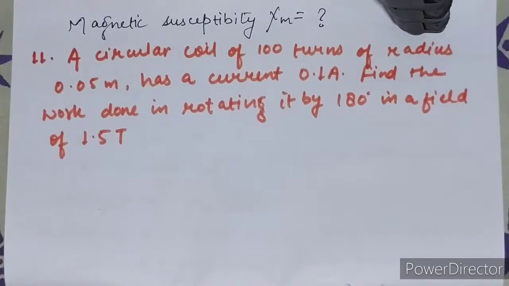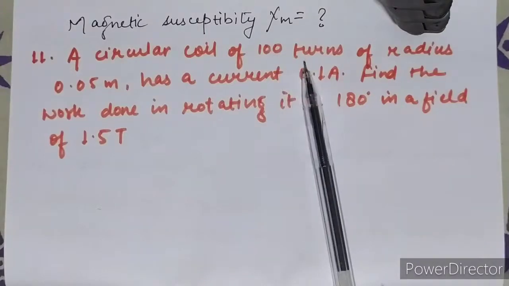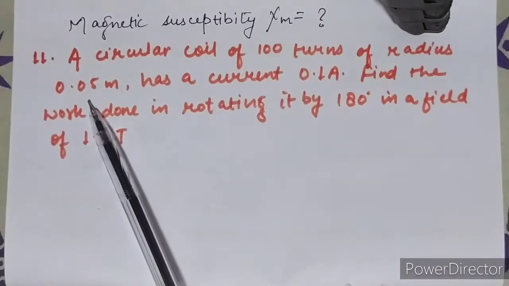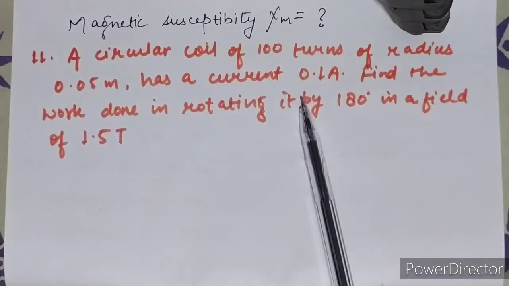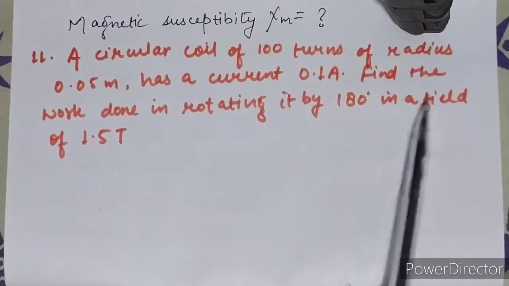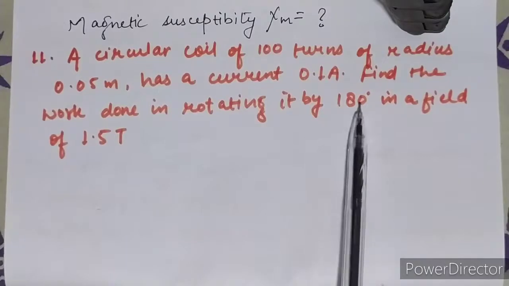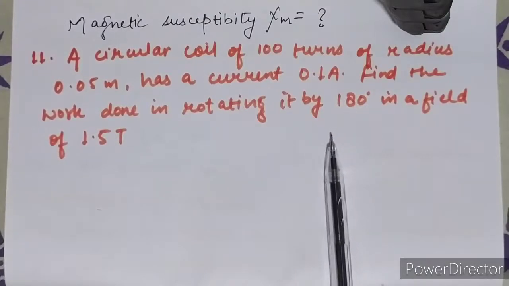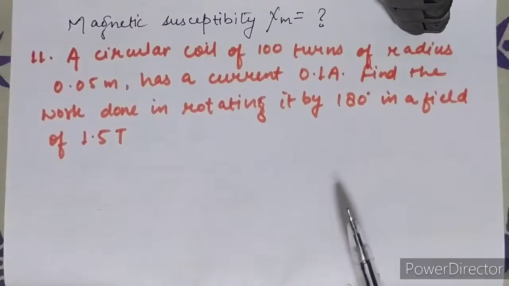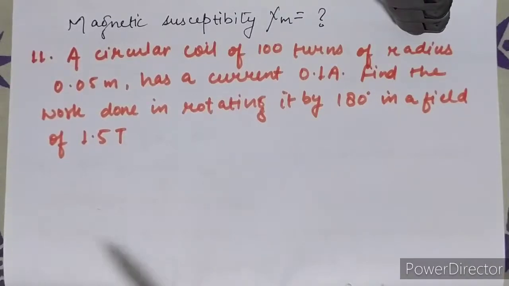Okay, this is your question number 11, and in this question the number of turns of the circular coil has been given, 100 turns, and the radius of the circular coil is 0.05 meter. The value of current is given, that is 0.1 ampere, and the magnetic field value has been given, 1.5 Tesla, and the angle is 180 degree. You have to find the work done in rotating it by 180 degree. It means previously it was at 0 degree. Here we apply the formula.